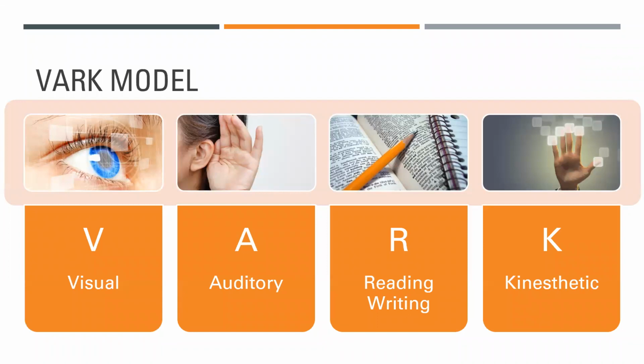The VARC model was developed by Fleming and Mills in 1992. And it's the idea that people learn in different ways. The VARC model stands for visual, auditory or oral, reading, writing, and finally, kinesthetic.